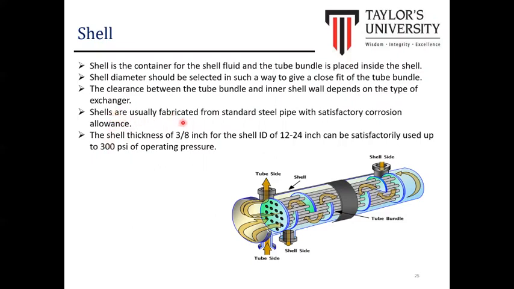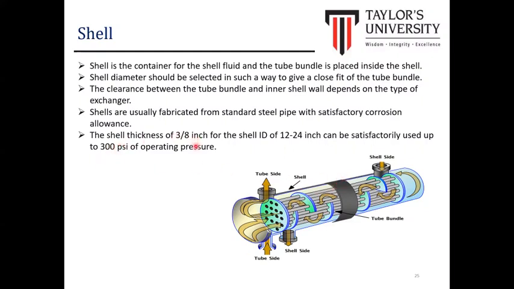Okay, the shells are usually fabricated from standard steel pipe with satisfactory corrosion allowance. So in designing the shell, we usually use standard pipe. Bear in mind that after a few years, there may be corrosion, so you should consider the thickness, including the corrosion allowance, in order to determine and design the overall shell diameter, including the thickness or allowance that should be considered with it.